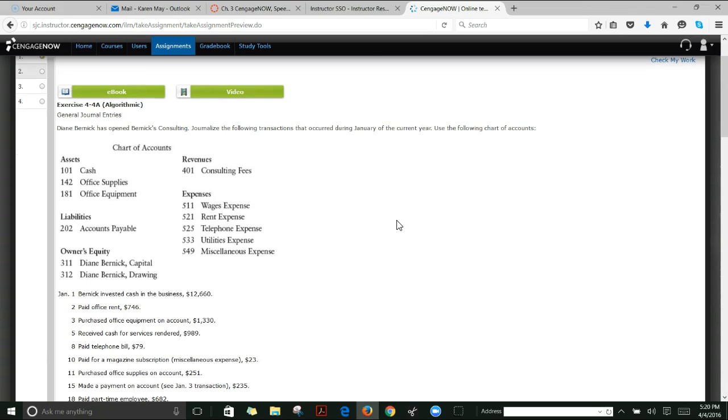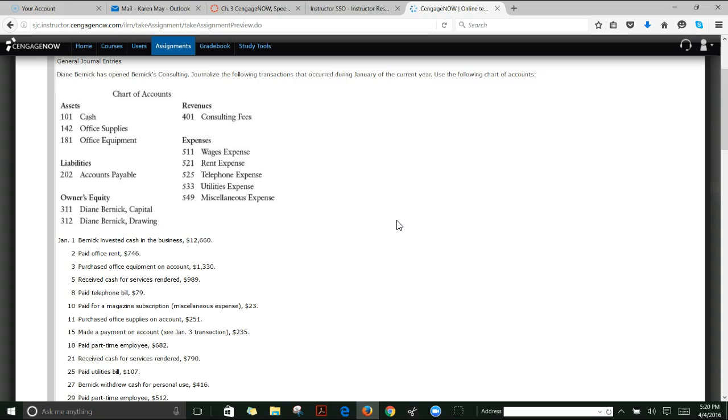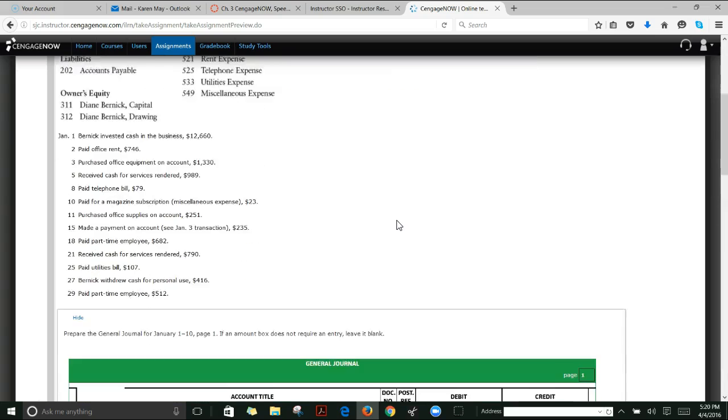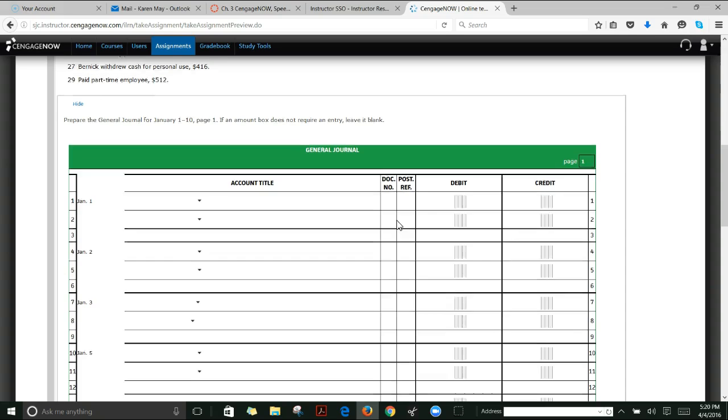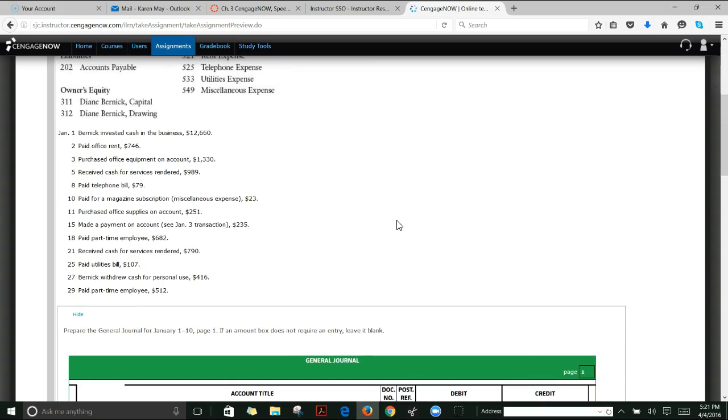Okay, we're getting a little more formal with our accounting in this. We actually have a chart of accounts, which most accounting firms or most businesses do have. You don't want to debit or credit something that's not on your chart of accounts. That makes no sense to do. So Diane Bernick, she's opened Bernick's Consulting, and she wants to journalize the following transactions for the year using the following chart of accounts. And there's a general journal, like I said, it looks more official.